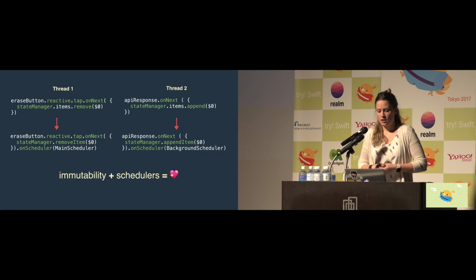It's easily fixable, though, by generally designing your state to be immutable. So, for example, returning new sets of items, in this case, instead of modifying them, and by using schedulers to be in control of where the work is getting done, you can avoid these kinds of situations.